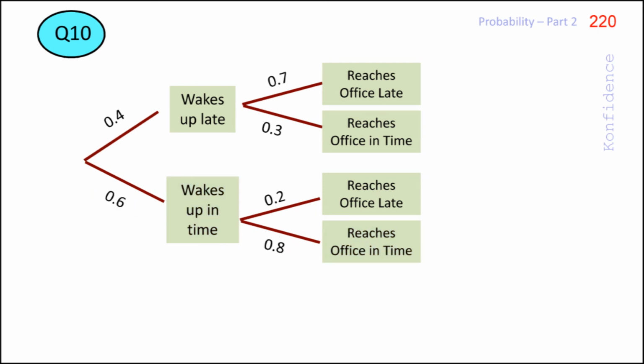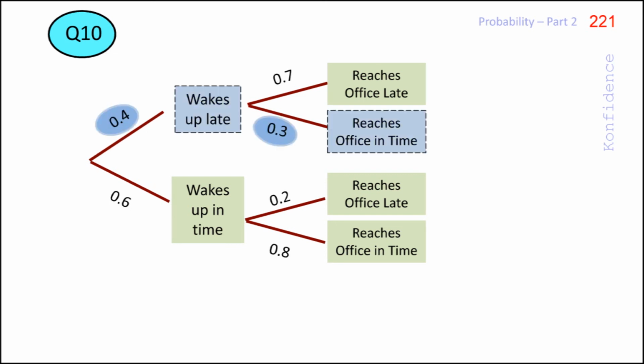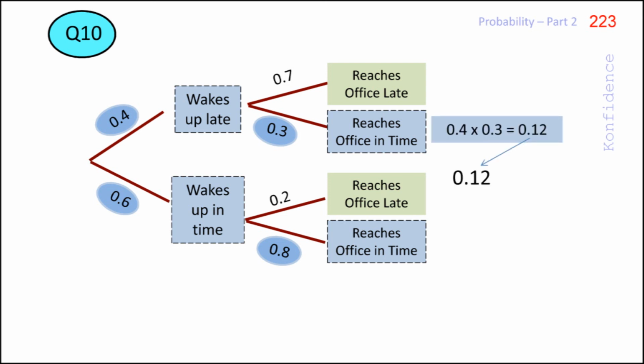So, the probability that Miss Renu reaches the office in time equals probability that Miss Renu reaches the office in time when she wakes up late plus probability that Miss Renu reaches the office in time when she wakes up in time. This will be 0.12 plus 0.48, which is 0.6. Thus, the probability of Miss Renu reaching the office in time on any given day at random is 0.6. That is, there is 60% chance that Renu reaches the office in time.